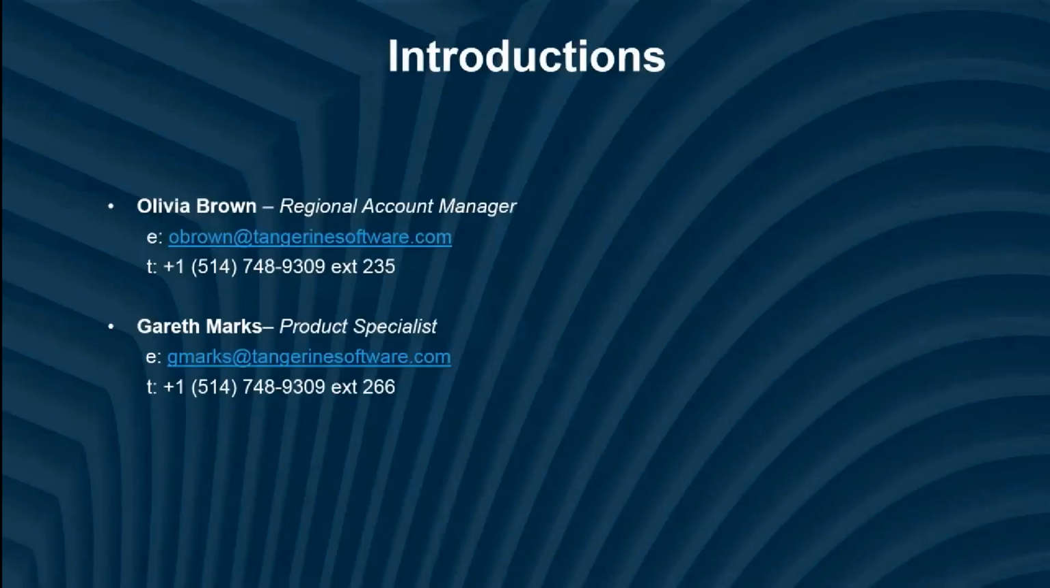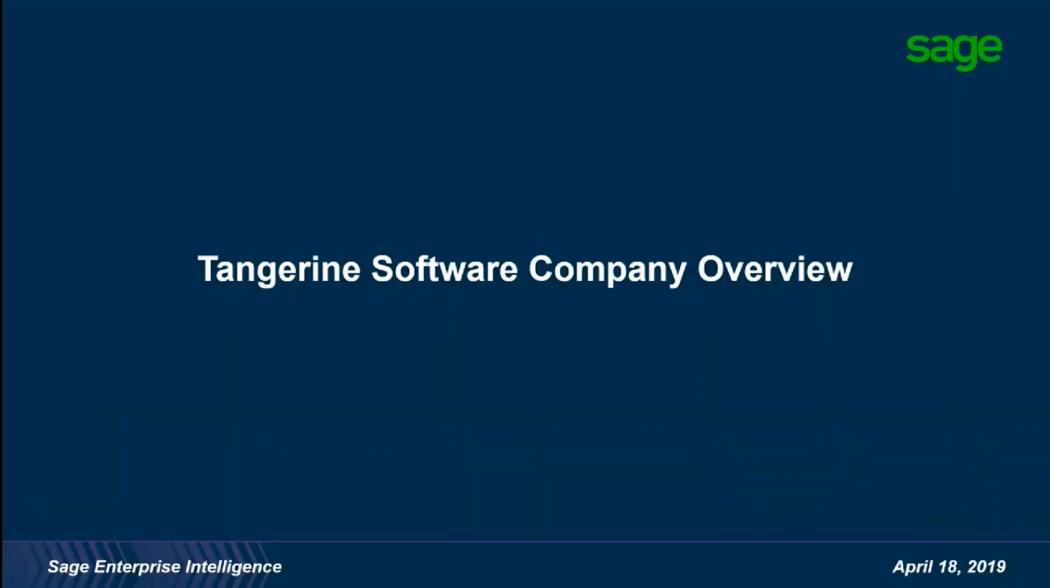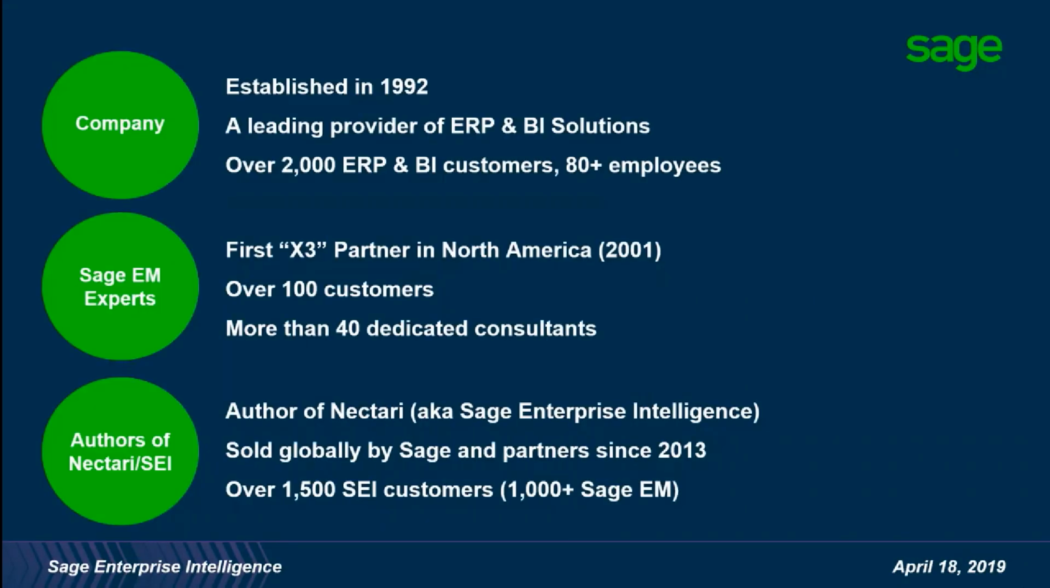Again, my name is Olivia. I'm the Regional Account Manager for Sage North America, and Gareth is the Product Specialist, and we'll be doing the demo today. So let's get right into who we are. We're Tangerine Software, a company based out of Montreal, Quebec. Unfortunately, we have some unpleasant weather coming our way for this long weekend, so I hope you're not all on the same boat. We've been in business since 1992.